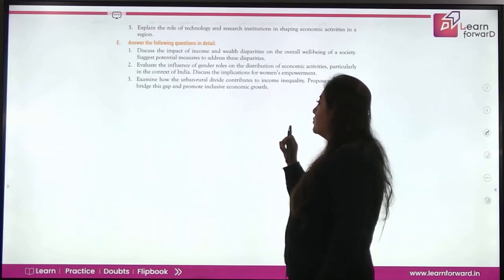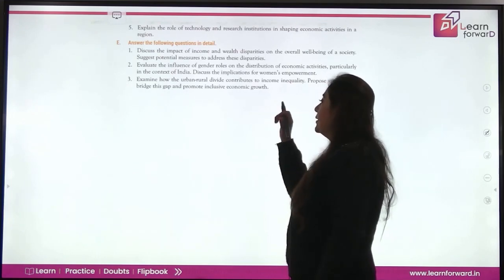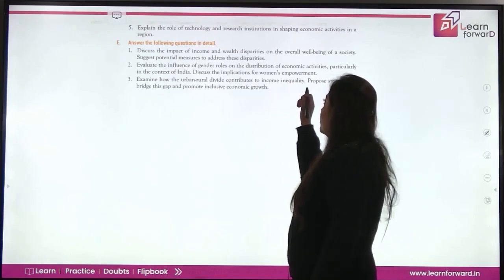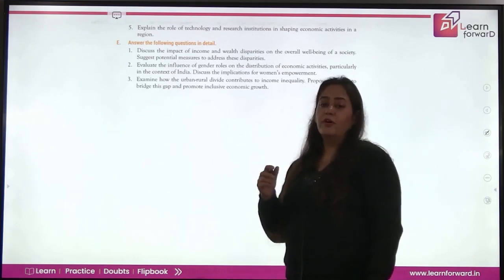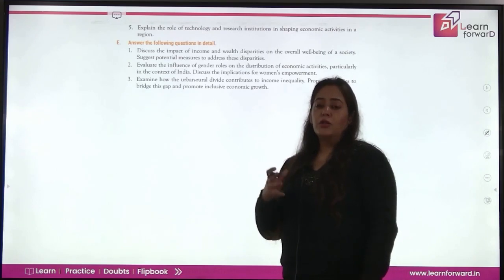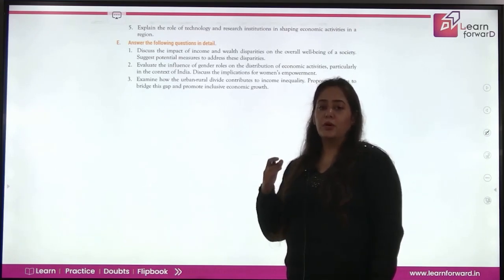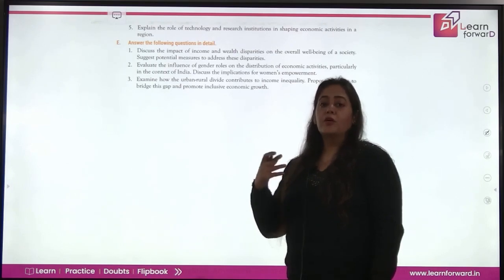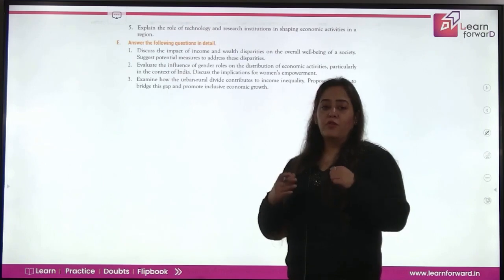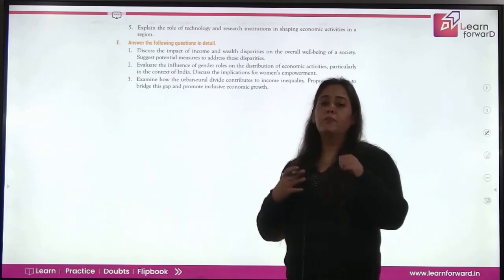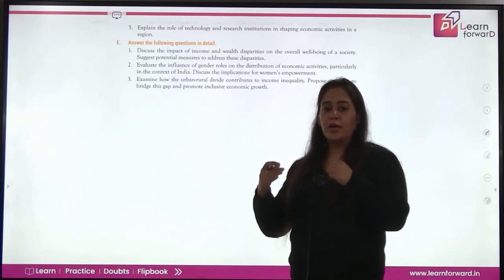Evaluate the influence of gender roles on the distribution of economic activities, particularly in the context of India. Discuss the implications for women's empowerment. Now in India, the jobs historically were based on gender discrimination. There was a lot of gender discrimination, because of which it affected the roles. So the females were made to take care of the household and child care, while the men were into great jobs. So this was creating a lot of gender discrimination.